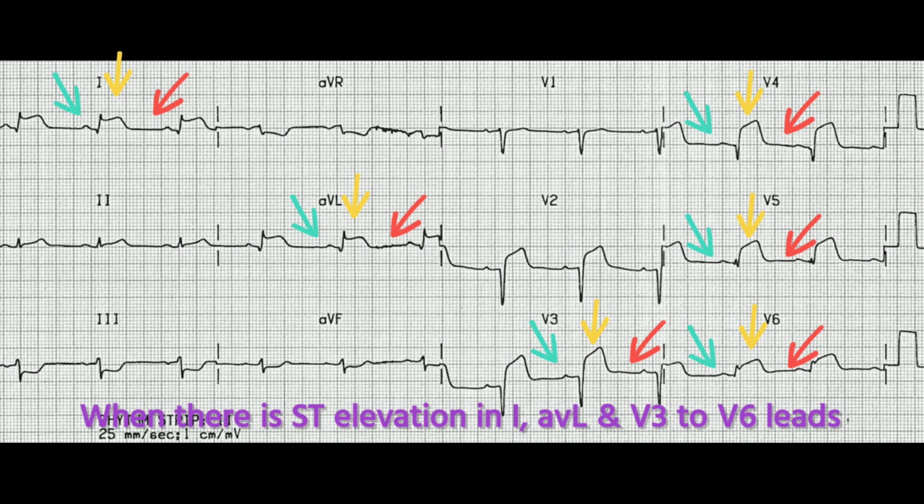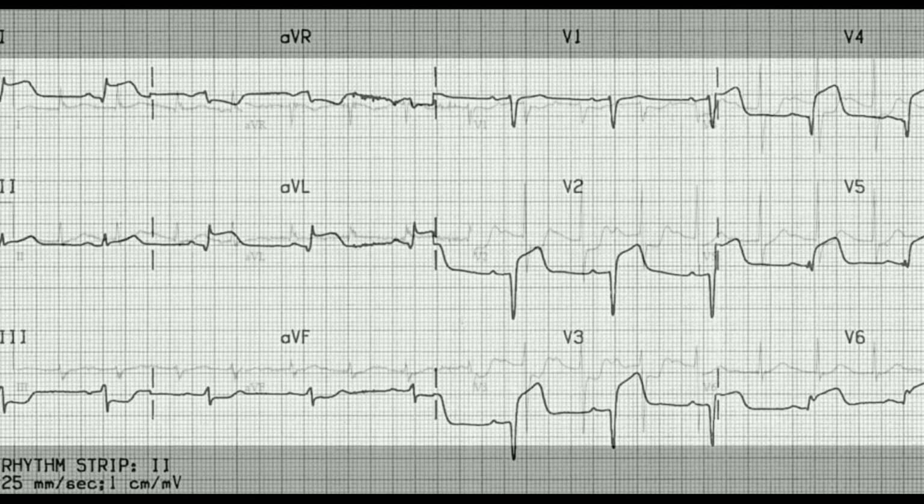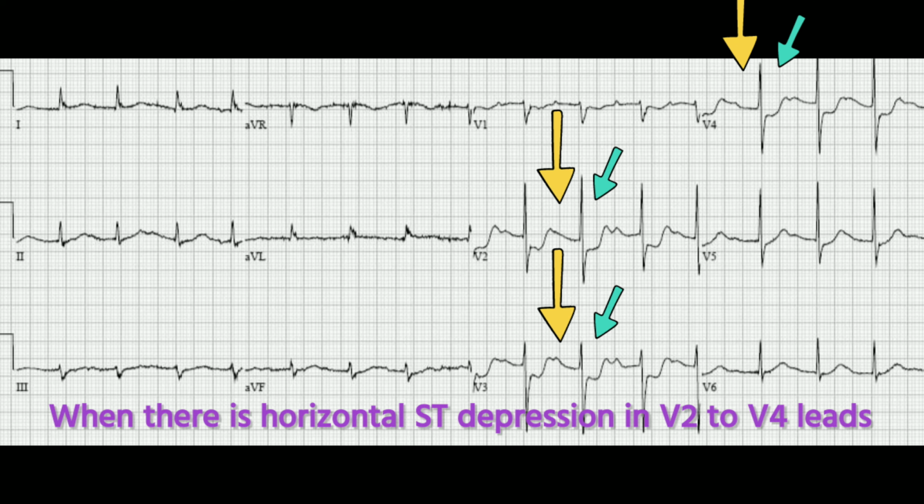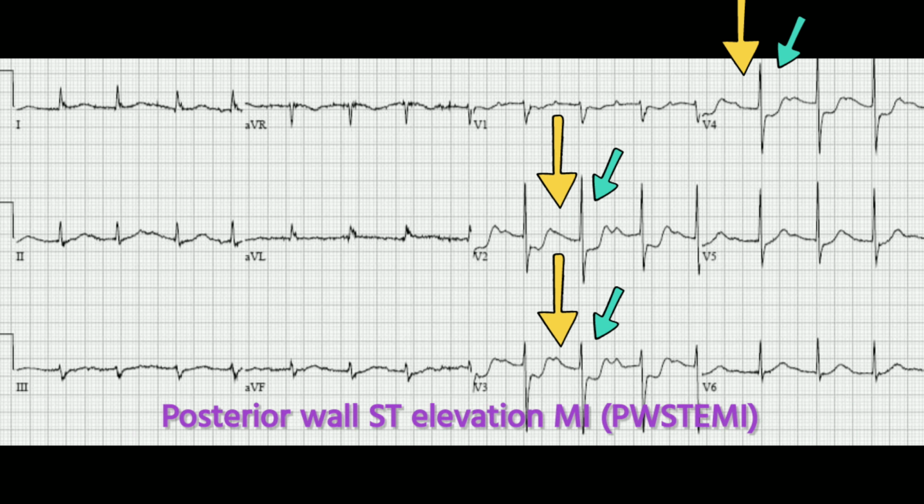When there is ST elevation in 1, AVL, and V3 to V6 leads, consider it as a lateral wall ST elevation MI. When there is horizontal ST depression in V2 to V4 leads, consider it as a posterior wall ST elevation MI.